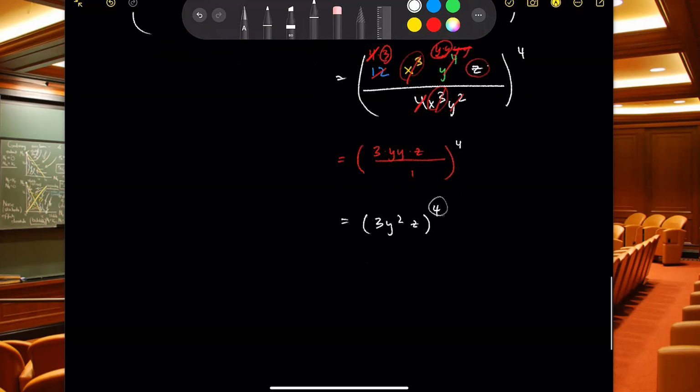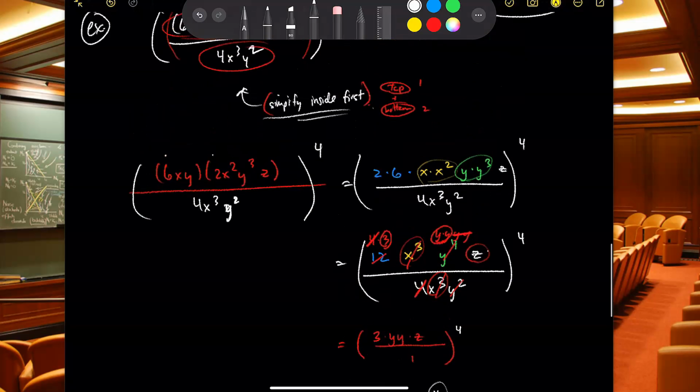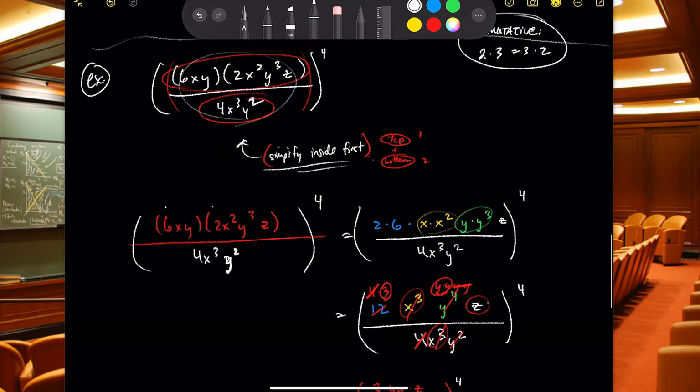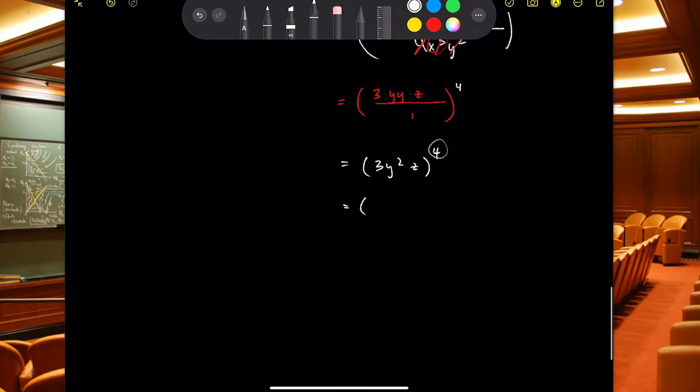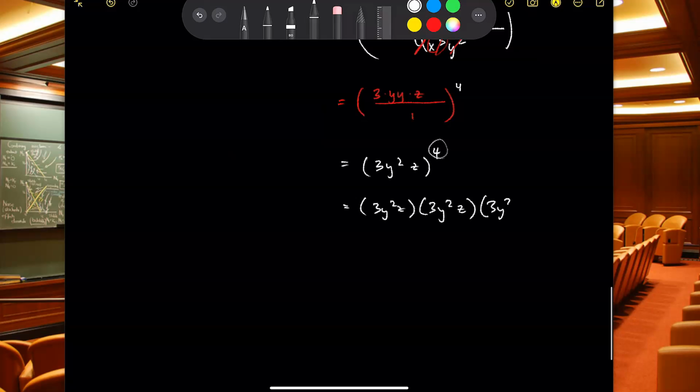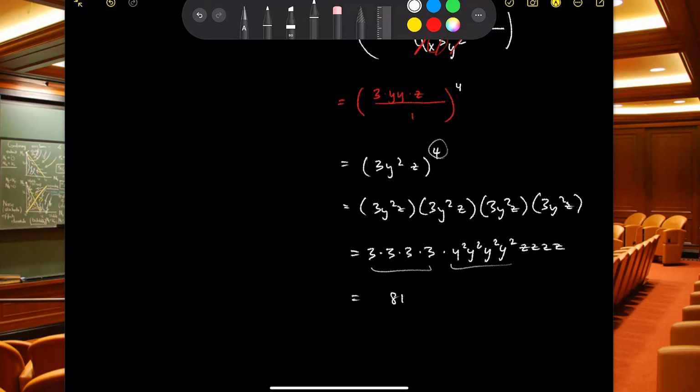And now we can use what we know about this last piece. Isn't this much nicer to do than to multiply 4 of these things by itself, right? So we get then 3y squared z, 3y squared z, so we get 3 times 3 times 3 times 3, y squared, y squared, y squared, y squared, z, z, z, z. All right, so how many of each do I have? Well, this becomes 81. I have 8 factors of y, and I have 4 factors of z. And so there we are.